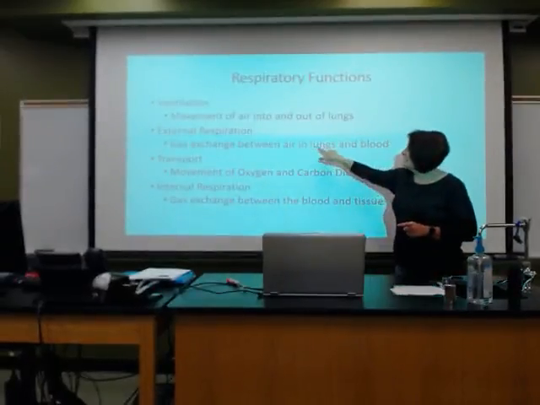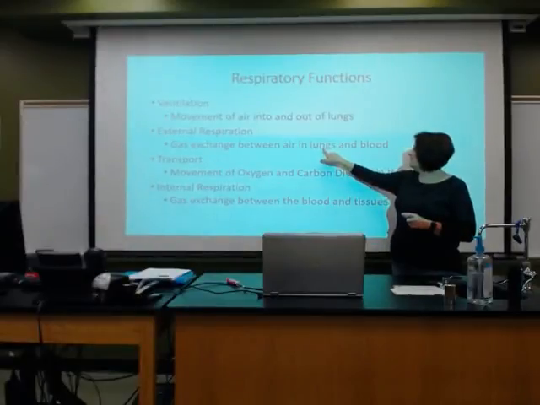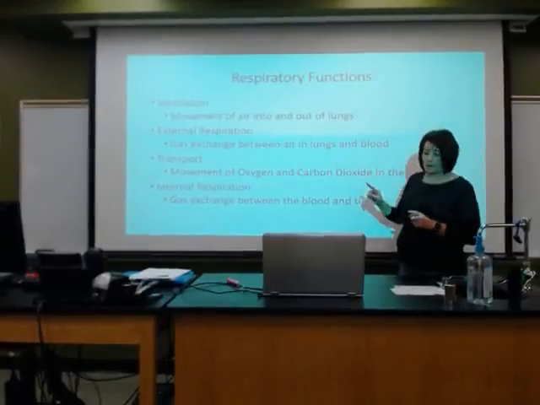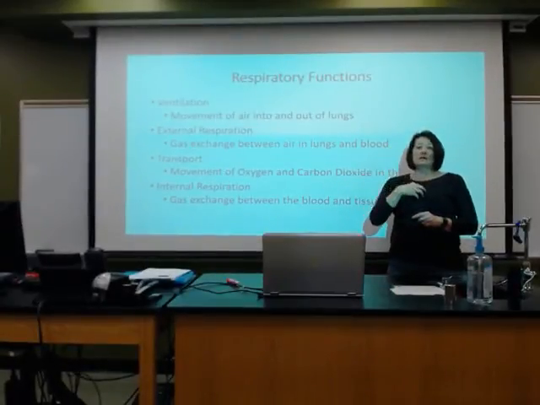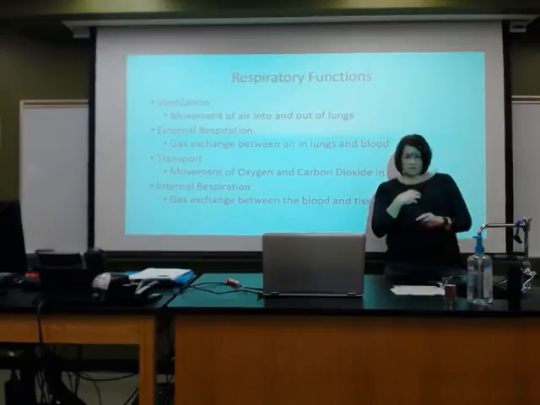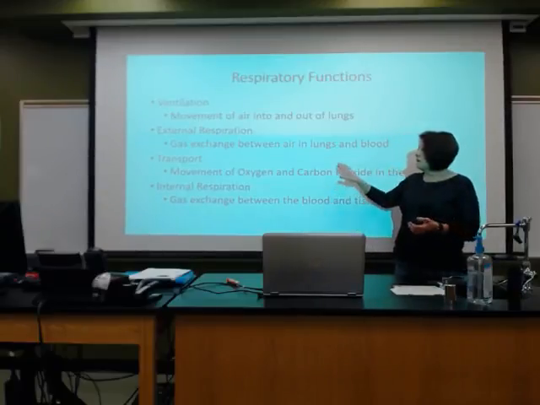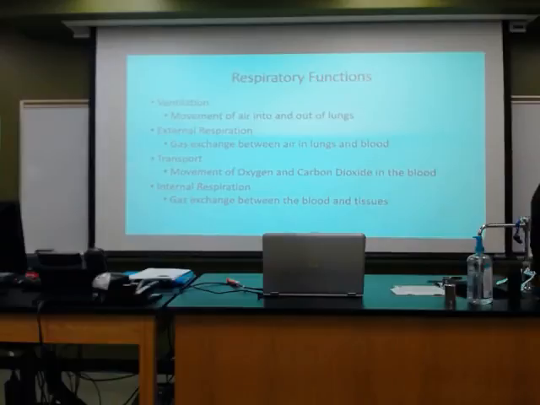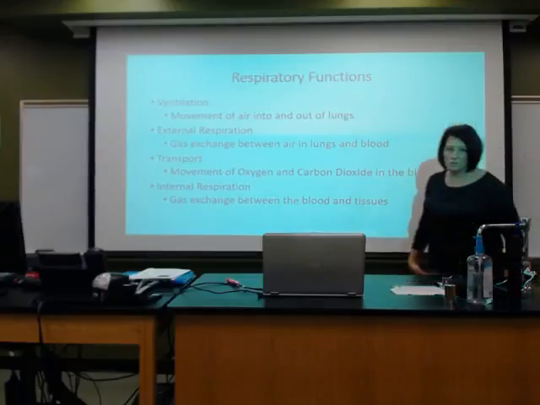External respiration is between the air in the lungs and the blood. Air going into the lungs and then the blood. We have our transport. Transport in this system is strictly oxygen and carbon dioxide. Internal respiration is gas exchange between the blood and our tissues.